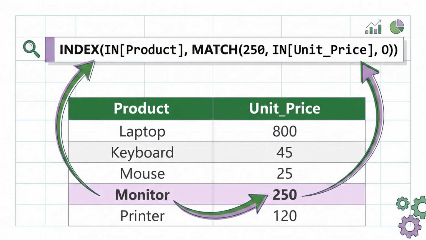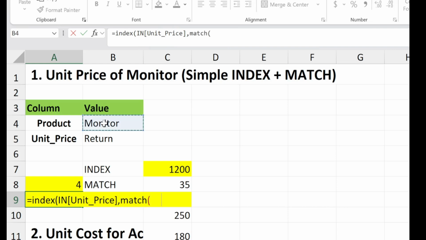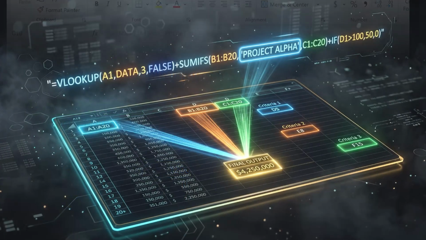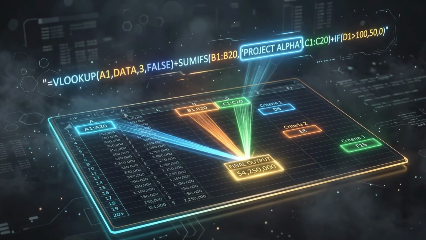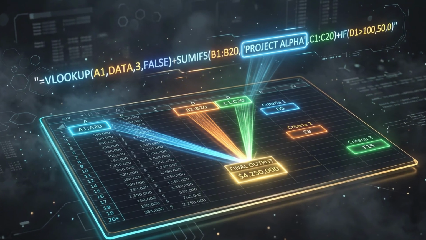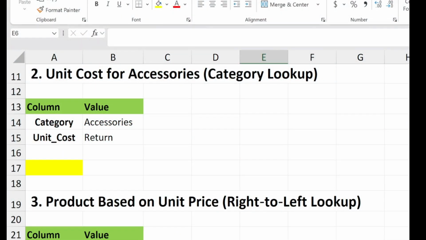Let us combine both functions. =INDEX(IN[Unit Price], MATCH(select Monitor, IN[Product], 0)). MATCH finds the correct row. INDEX extracts the correct value. This combination replaces VLOOKUP in every non-standard layout. It is faster. It is safer. It is more flexible.